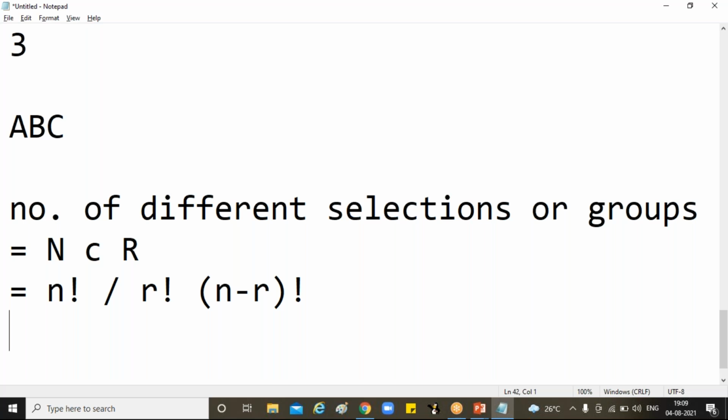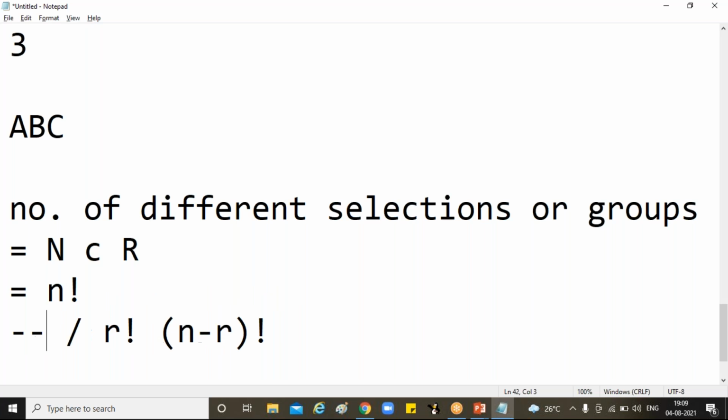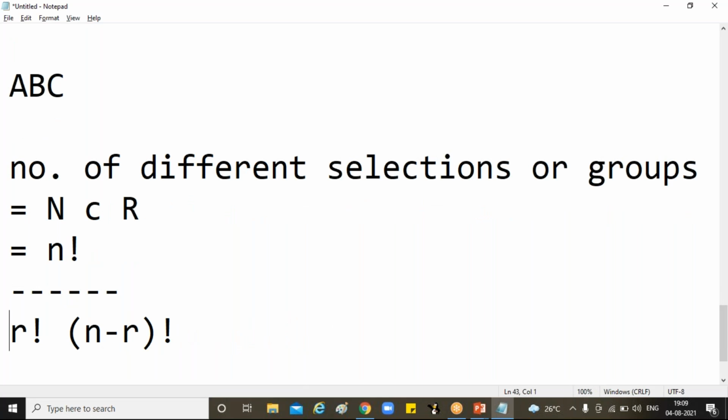That (n minus r) factorial is the denominator or numerator, sir? Yeah, (n minus r) factorial is the denominator only. Now is it okay? Okay, sir.